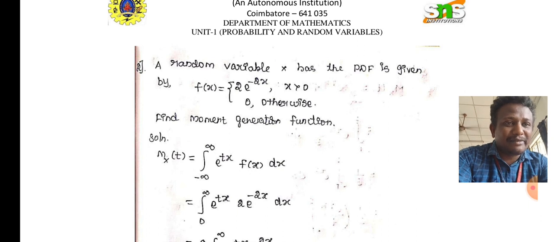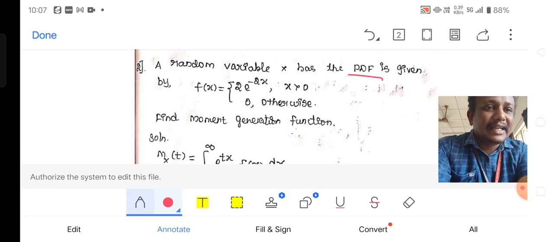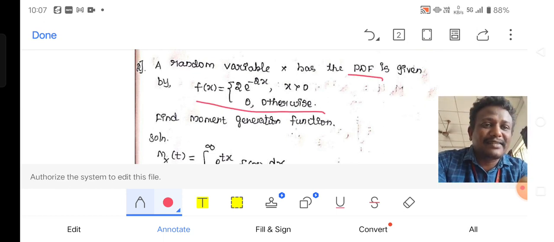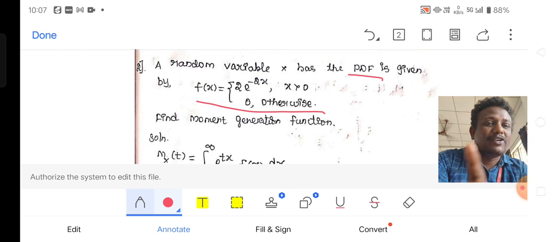A random variable x has the PDF. Here the probability density function is given. So f of x is 2 times e power minus 2x when x is greater than or equal to 0, otherwise it is 0. The question is to find the moment generating function.